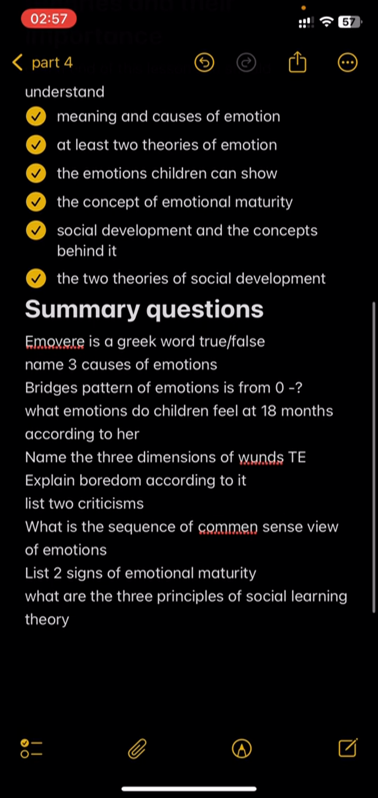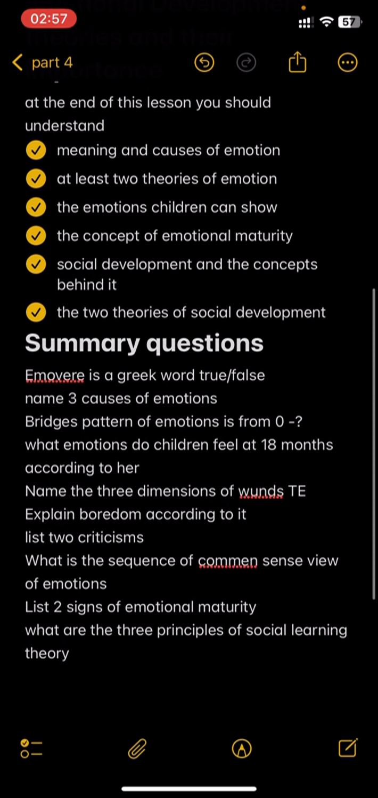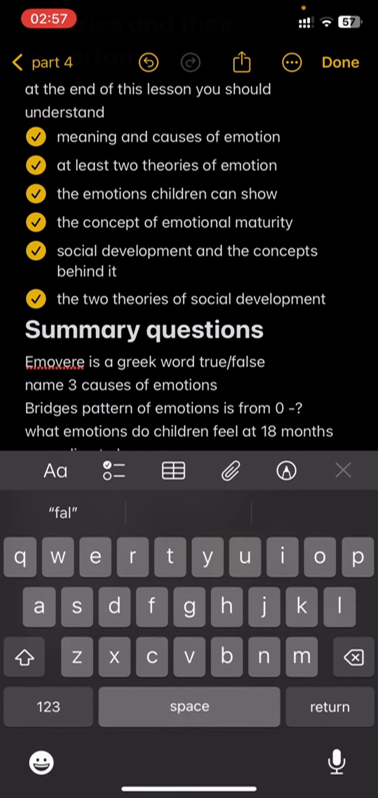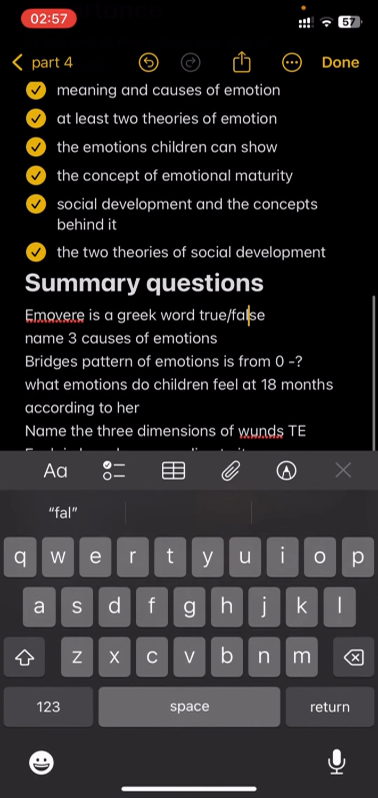"Emotion" is a Greek word, true or false? That is false. Emotion is a Latin word meaning to move out.